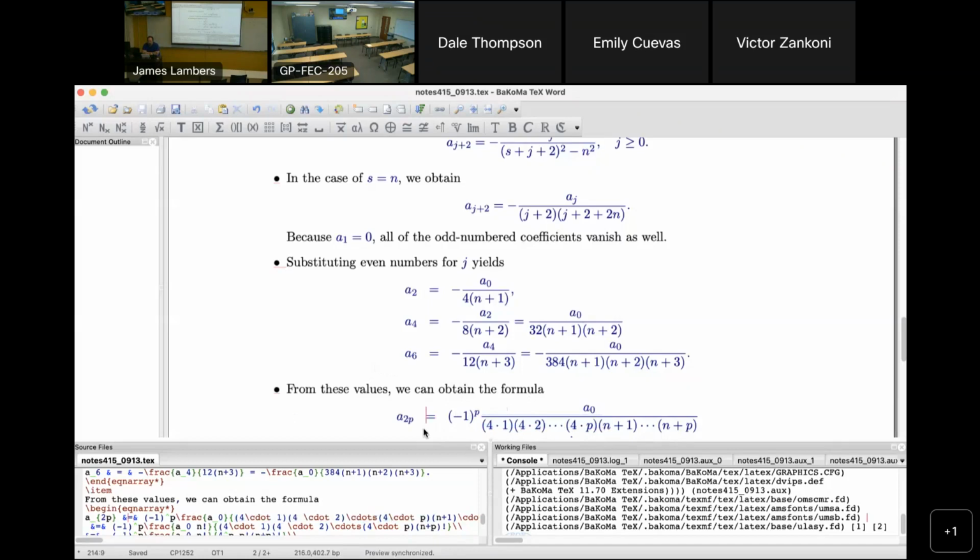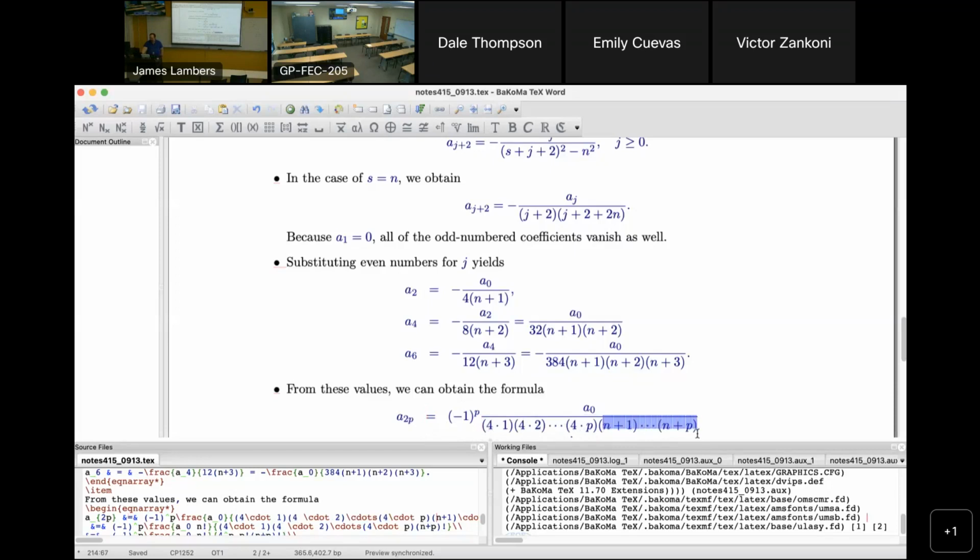Warmer, not 4p. Yes, 4 to the p. Okay, we got there. Yeah, so 4 to the p times p factorial. Okay, so that takes care of this part.